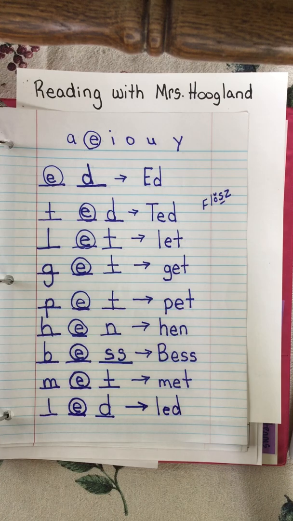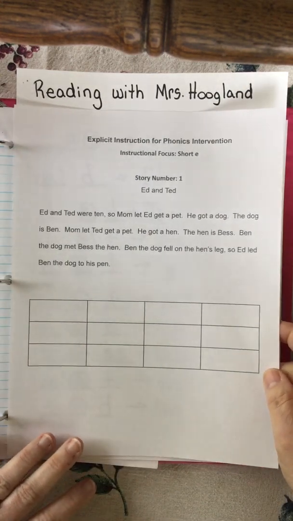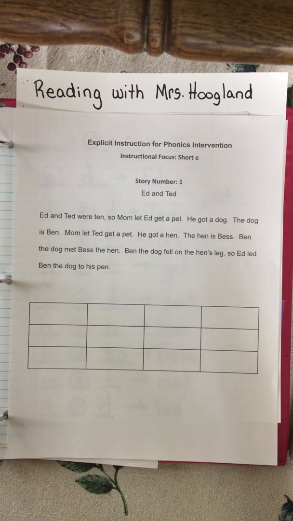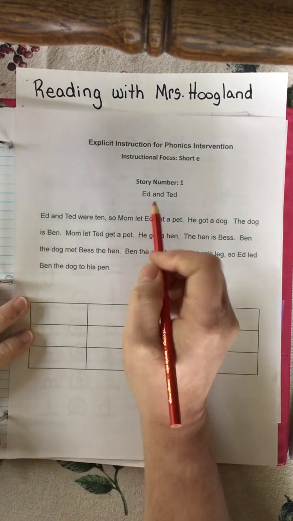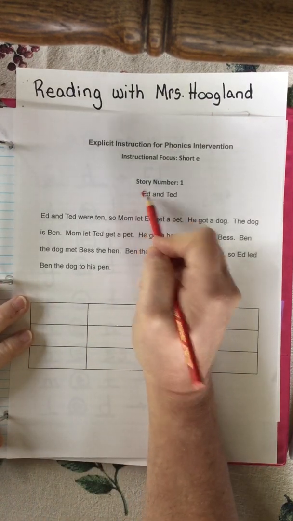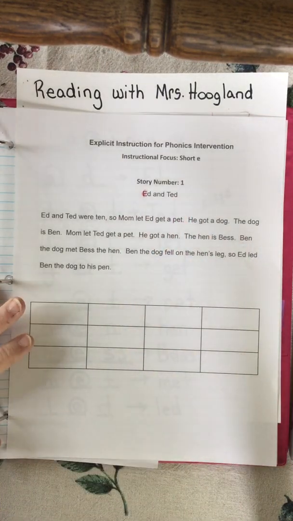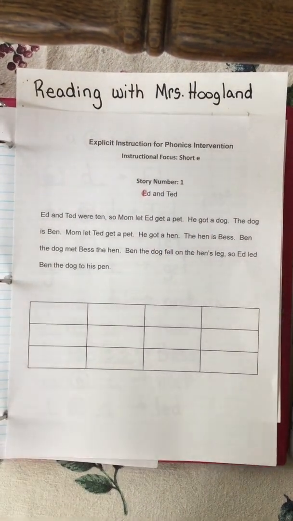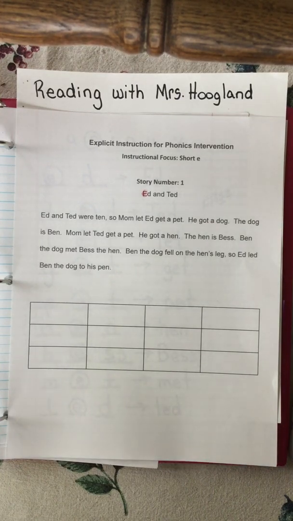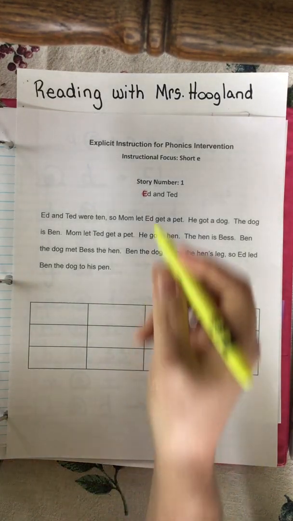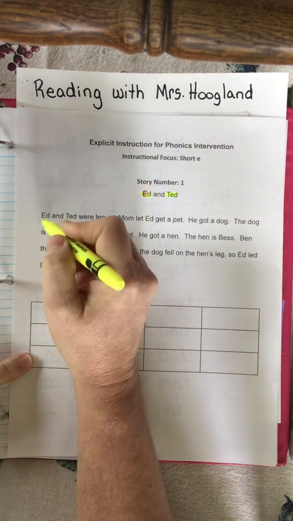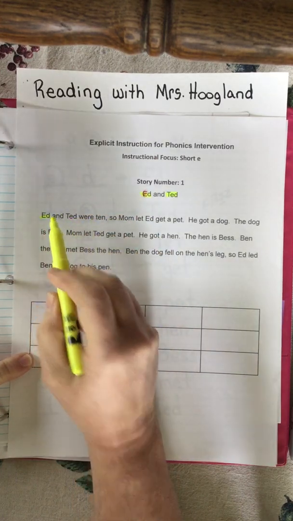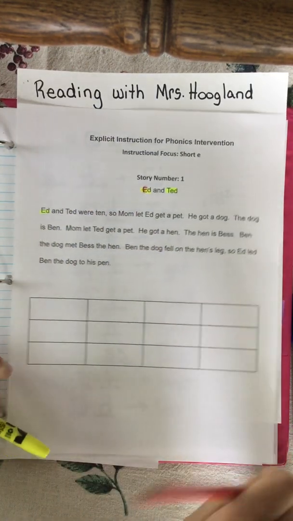All right, you ready? Now we're going to try to read our story. Okay, here we go. Our story is called Ed and Ted. And I am going to circle the short E sounds that we hear in this story, okay? Actually maybe I'll highlight them. That would be even better because that way you can see them. So we have Ed and Ted. Ed, that's a sight word. I know that word.